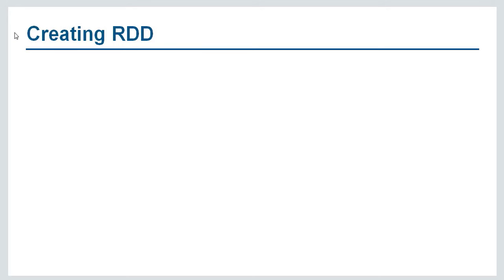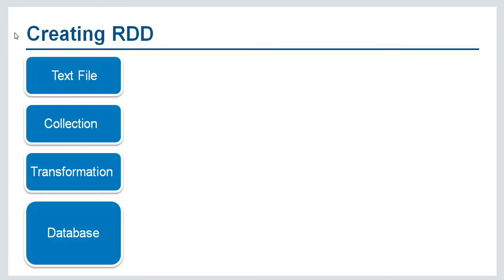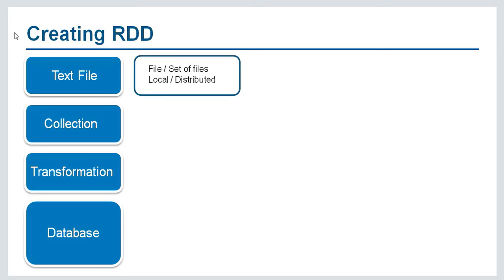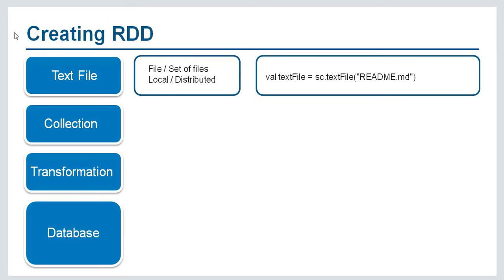So let's understand how we can create an RDD. An RDD can be created in multiple ways. We can create an RDD by reading a text file, by an in-memory collection, by calling a transformation on top of an existing RDD, or by loading data from a database. When we create an RDD by reading a text file, it can be a file or set of files which may be local or distributed.